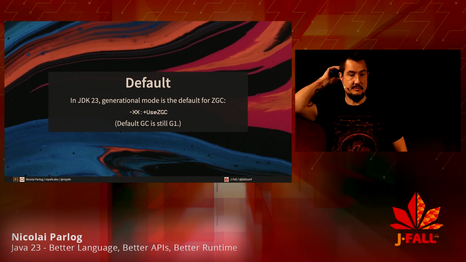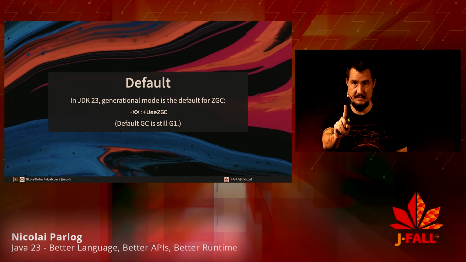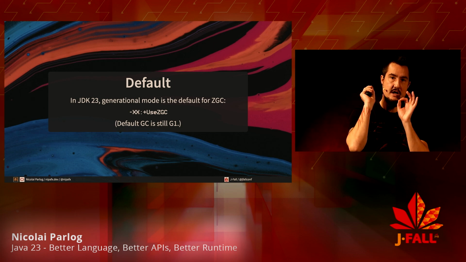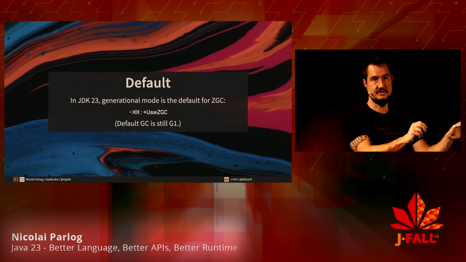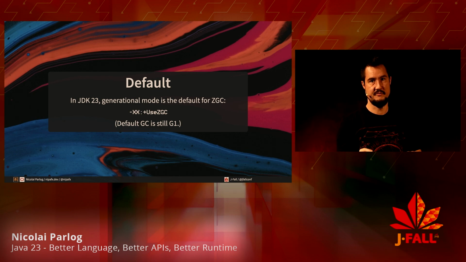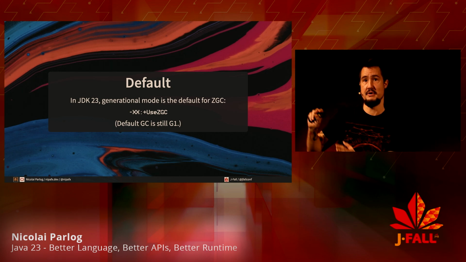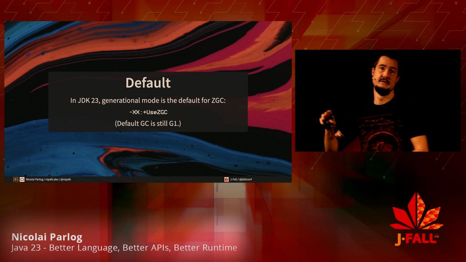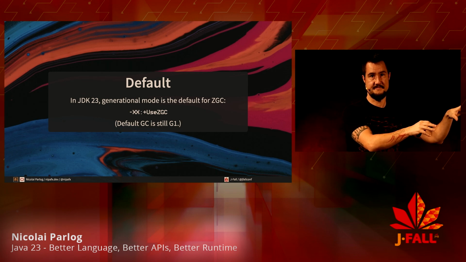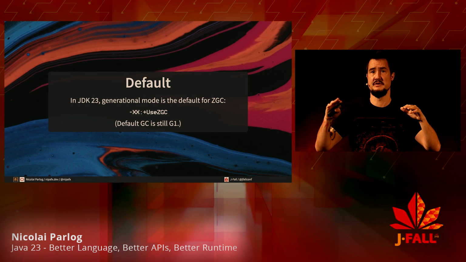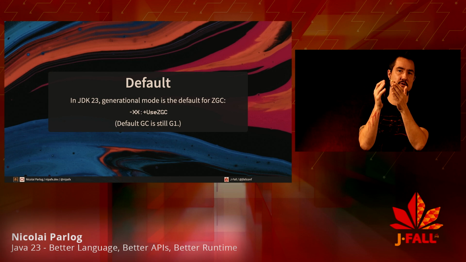So in JDK 23, the generational mode is now the default for ZGC. Now, just to make sure that I don't confuse people, the G1 garbage collector is still the default garbage collector on the JDK, and it's probably going to stay like that for the foreseeable future. The reason is that within these trade-offs, we can largely say Parallel GC only cares about throughput, ZGC only cares about pause times, and then G1 balances those out.